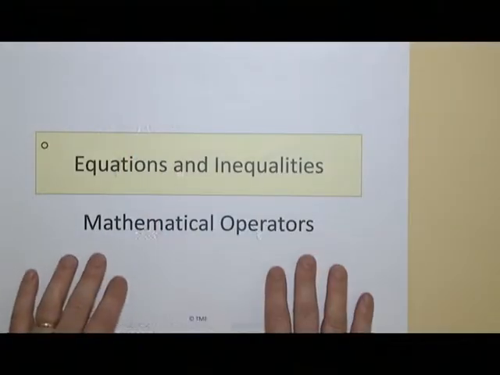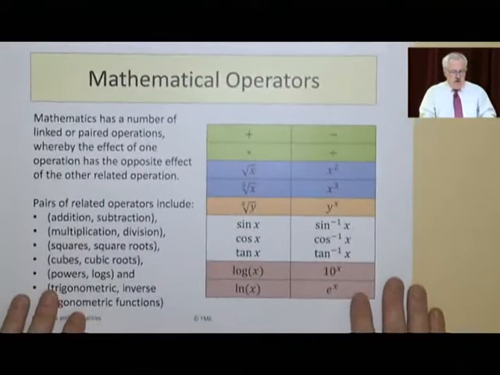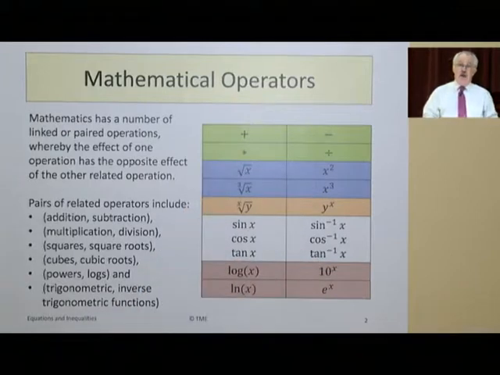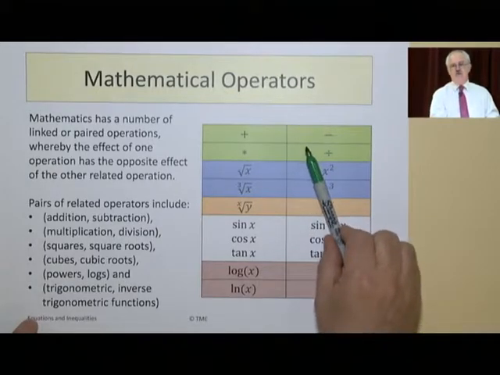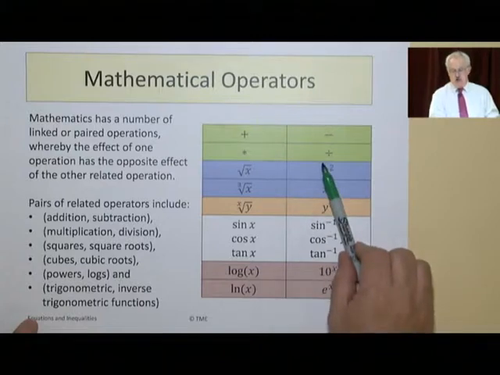Equations and inequalities. We're going to look at mathematical operators from the very basic upwards. Mathematical operators come in a variety of forms. They're also paired together. So if you think about it, you did addition first, and then soon after was subtraction. You did multiplication, and then you found a way back called division.